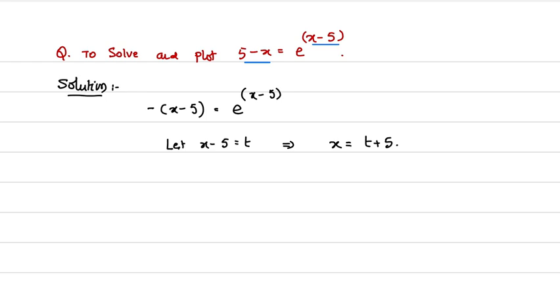Now, if x minus 5 is equal to t, let us replace this in the main equation. Then minus t is equal to e to the power of t. That implies the equation to be solved is in the form e to the power of t plus t is equal to 0. This is the equation which we are supposed to solve. To get the value of t, from t we will get the value of x.